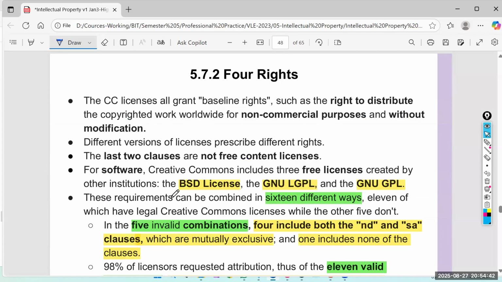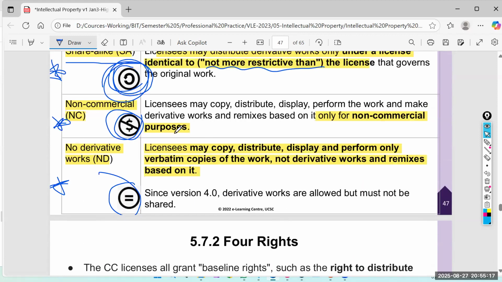We all discussed the GNU LGPL, GNU GPL, and other BSD licenses, right? From semester one, we have discussed that. And these Creative Commons licenses are designed so that they are pretty much compatible with these licenses, because these are the more popular types of licenses in the software industry.